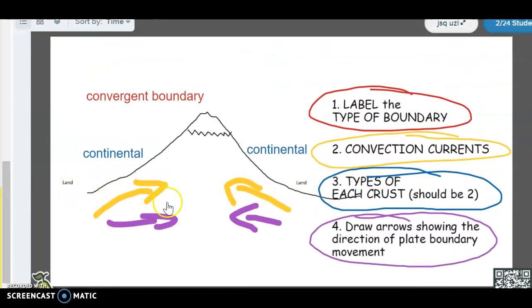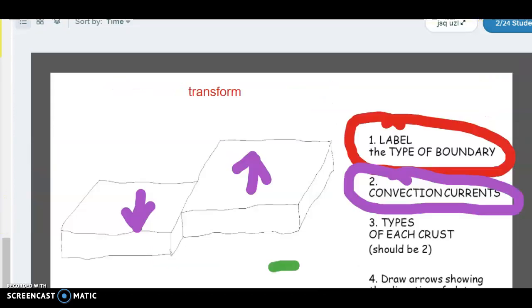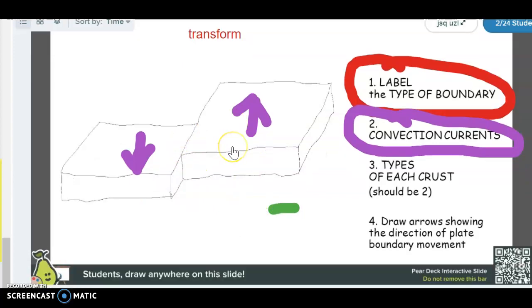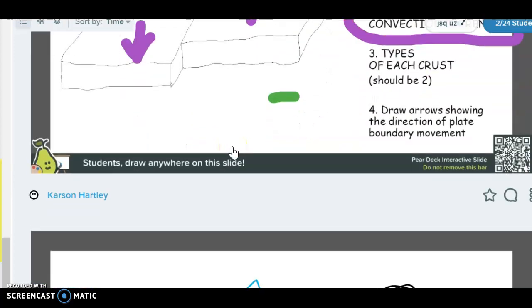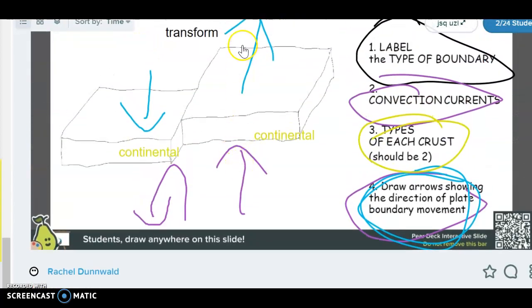Same thing here. The arrows match. That's good. They're both moving towards each other. And we have continental at a convergent boundary. Then that takes us to our last one here. Transform boundary. We do need to run back, check on the types of rocks that would be present at each of these. This one here, this is moving that direction.